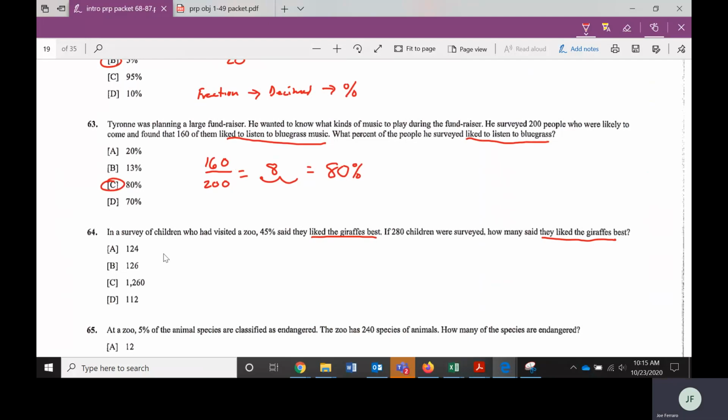Okay, so we're looking for the part that like giraffes best. So we're going to take the percent as a decimal, moving that twice, 0.45 times the whole, which is the 280. So that's how many kids there were. Okay, so we just take our calculator, 0.45 times 280, and that equals 126.